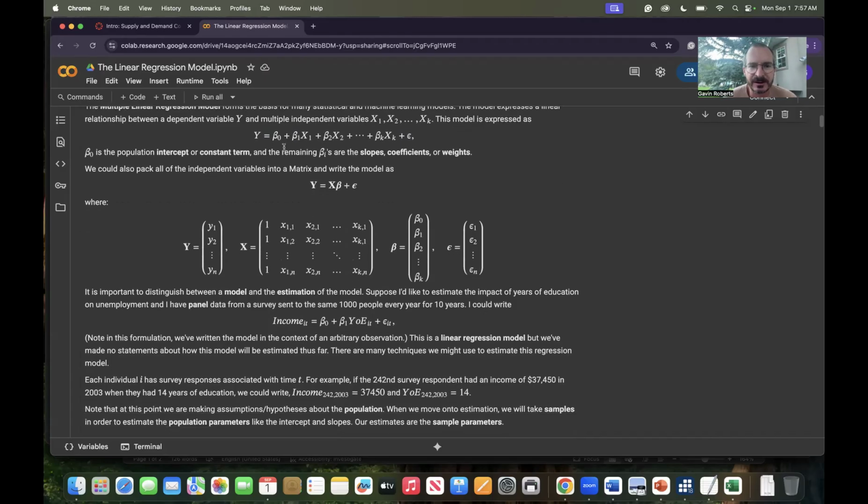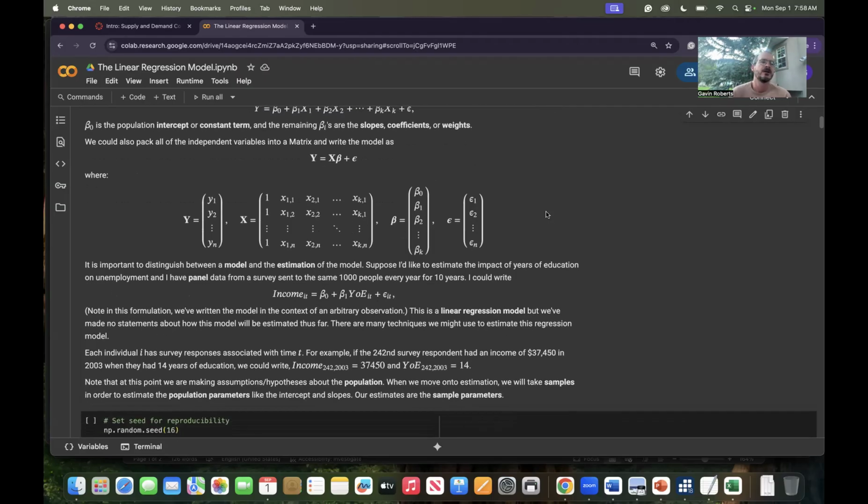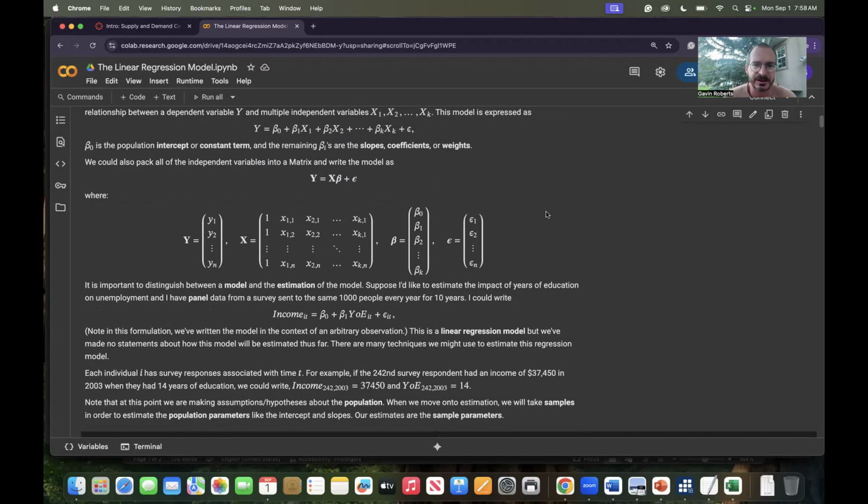We might refer to these, I called it the slope just now, but it's also called the weight. In a neural network, it's usually called the weight or a coefficient or a slope. Those are all acceptable and reasonable. There's probably more. We could also pack all of the independent variables into a matrix and write the model this way. Notice now we only have one x right here, and it's not labeled. And then we could just define each of those vectors and matrices.